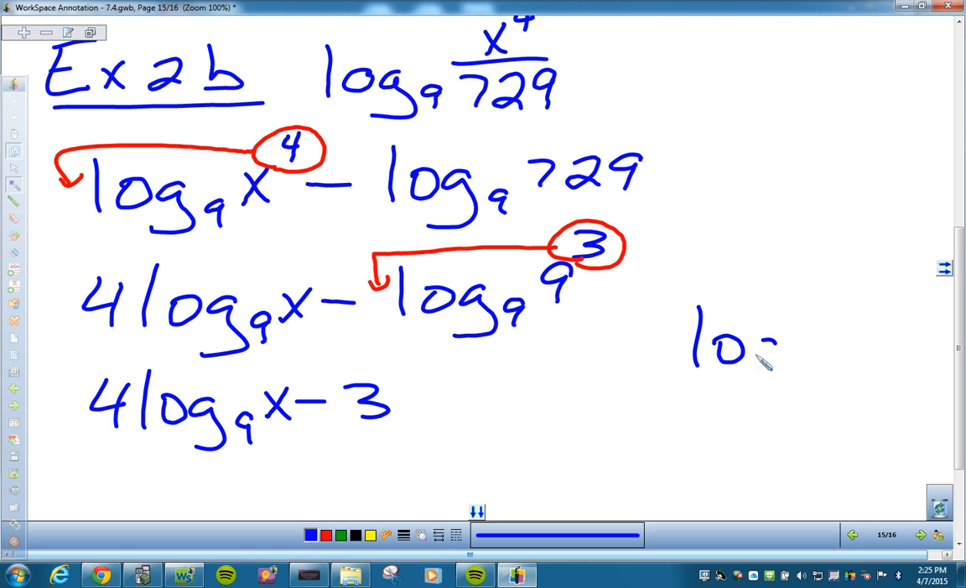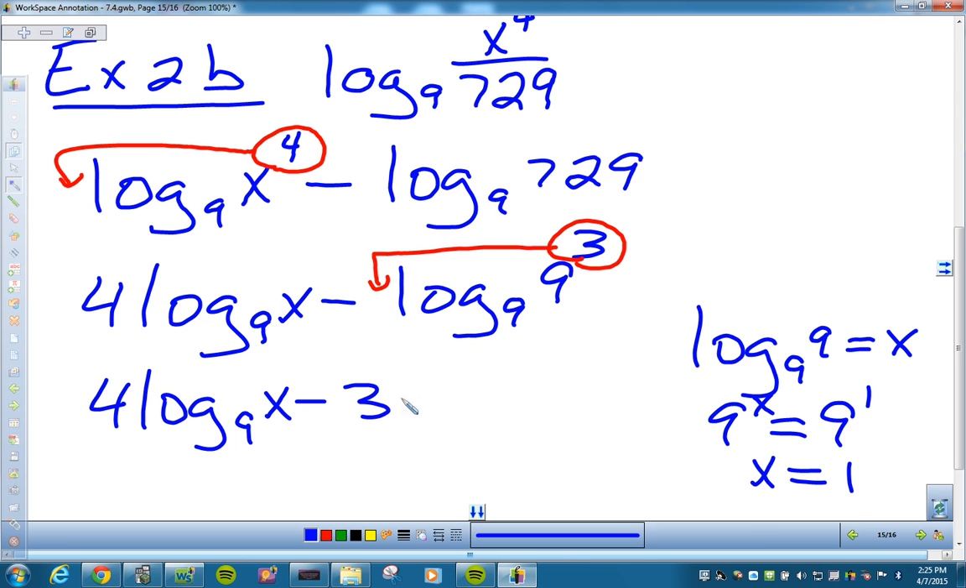So log base 9 of 9, if somebody else didn't get it, here's why. Rewrite it exponentially: 9 to the x equals 9 to the 1st, so x equals 1. So this is technically 3 times 1, or just 3.